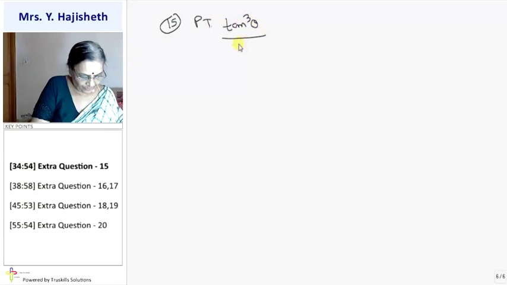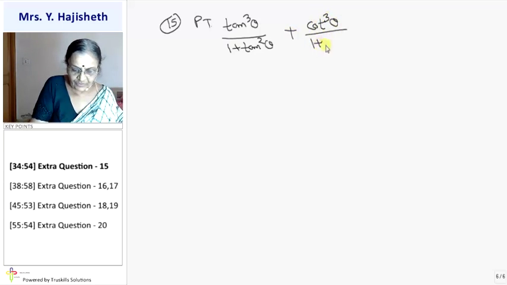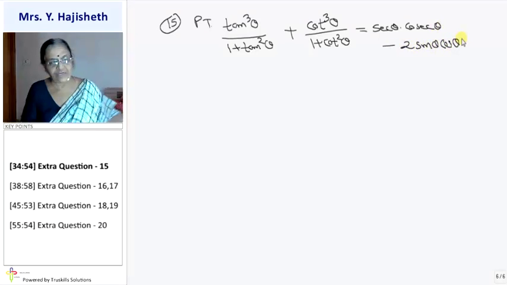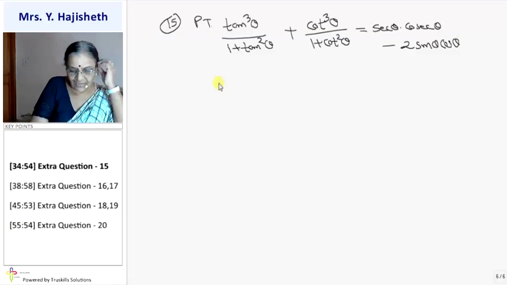Next sum: prove that tan cube theta upon 1 plus tan square theta, plus cot cube theta upon 1 plus cot square theta is equal to sec into cosec minus 2 times sin into cos. That is, I want to get everything in terms of sin and cos. So I start with LHS.